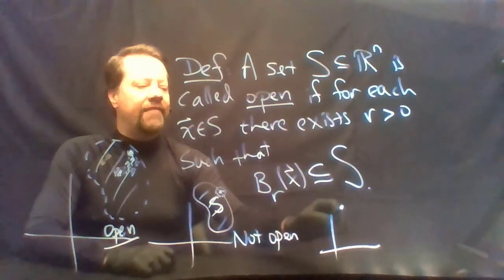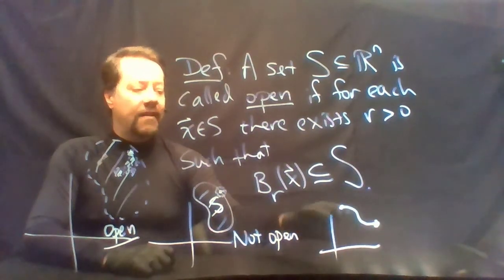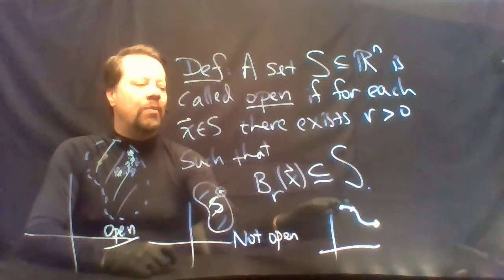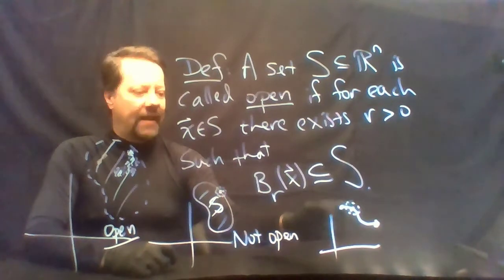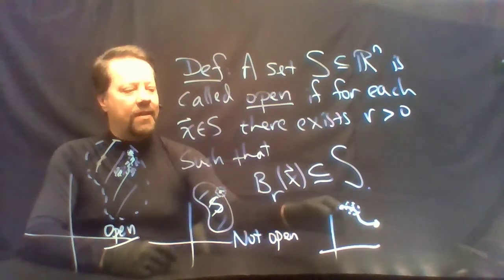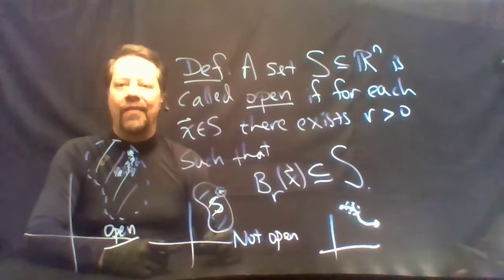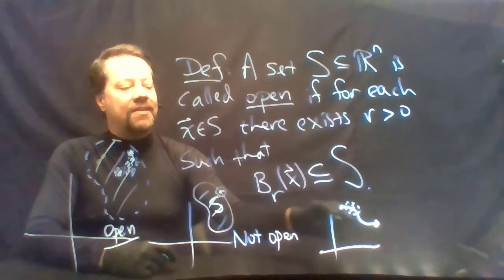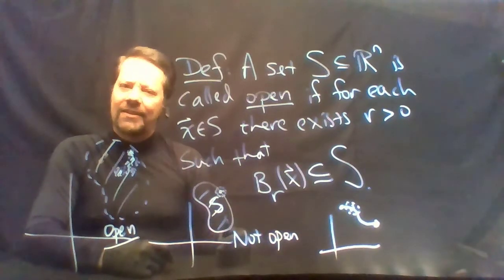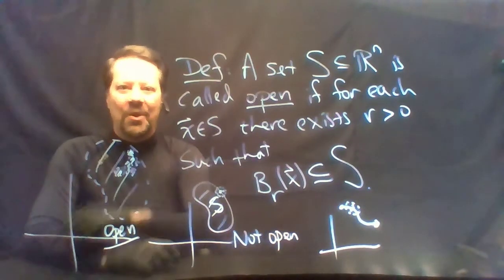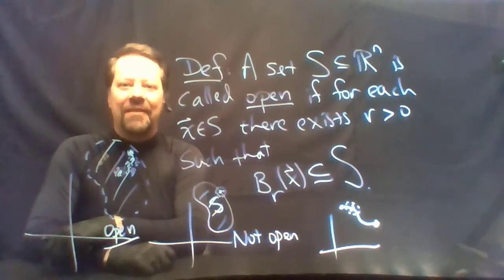If I just have a curve segment, that set is not open. No matter what point you choose on that curve, and no matter how small that radius is, there are going to be points on a ball centered at that point that do not lie on the curve and hence are not in the set. So sets that are not open don't have to be very fat. They can be quite thin, but open sets are fat. You can stuff them full of grapes.